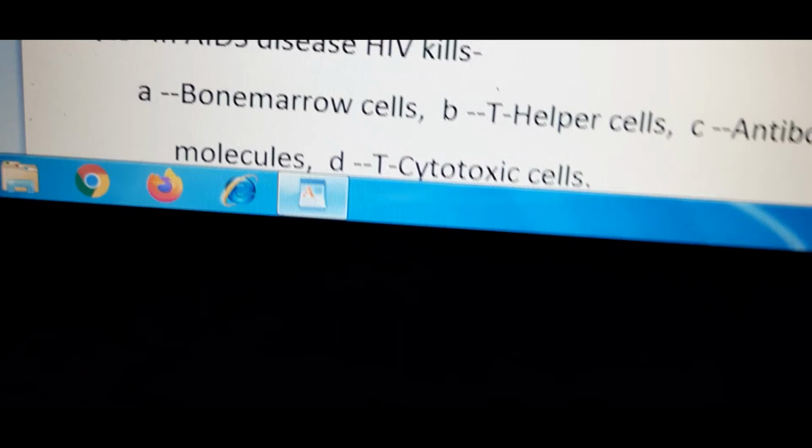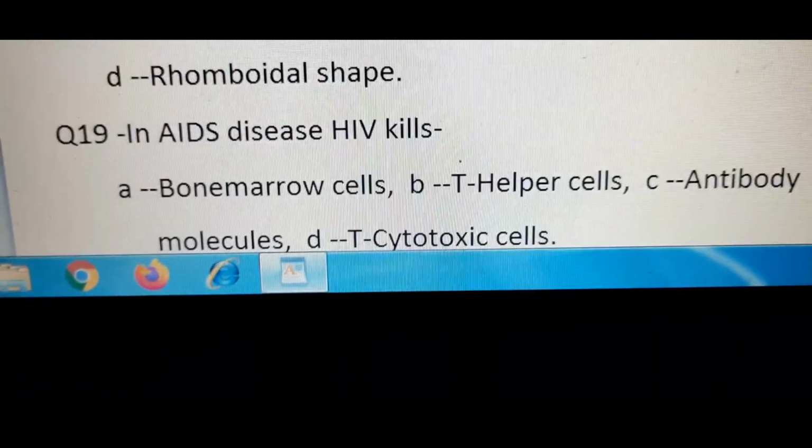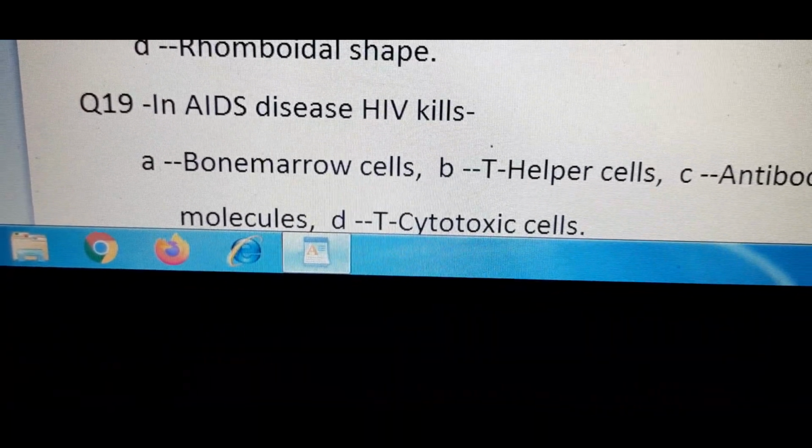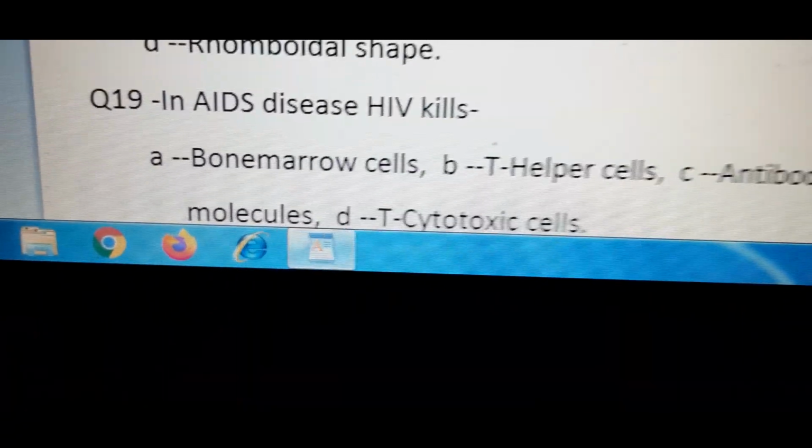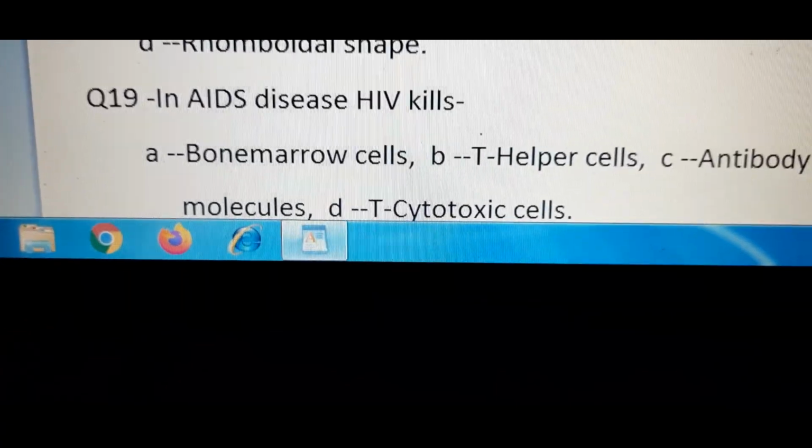But when AIDS is predominant in somebody's body, then these HIV cells are powerful and they are destroying the T helper cells. Okay, now we'll see the next question.